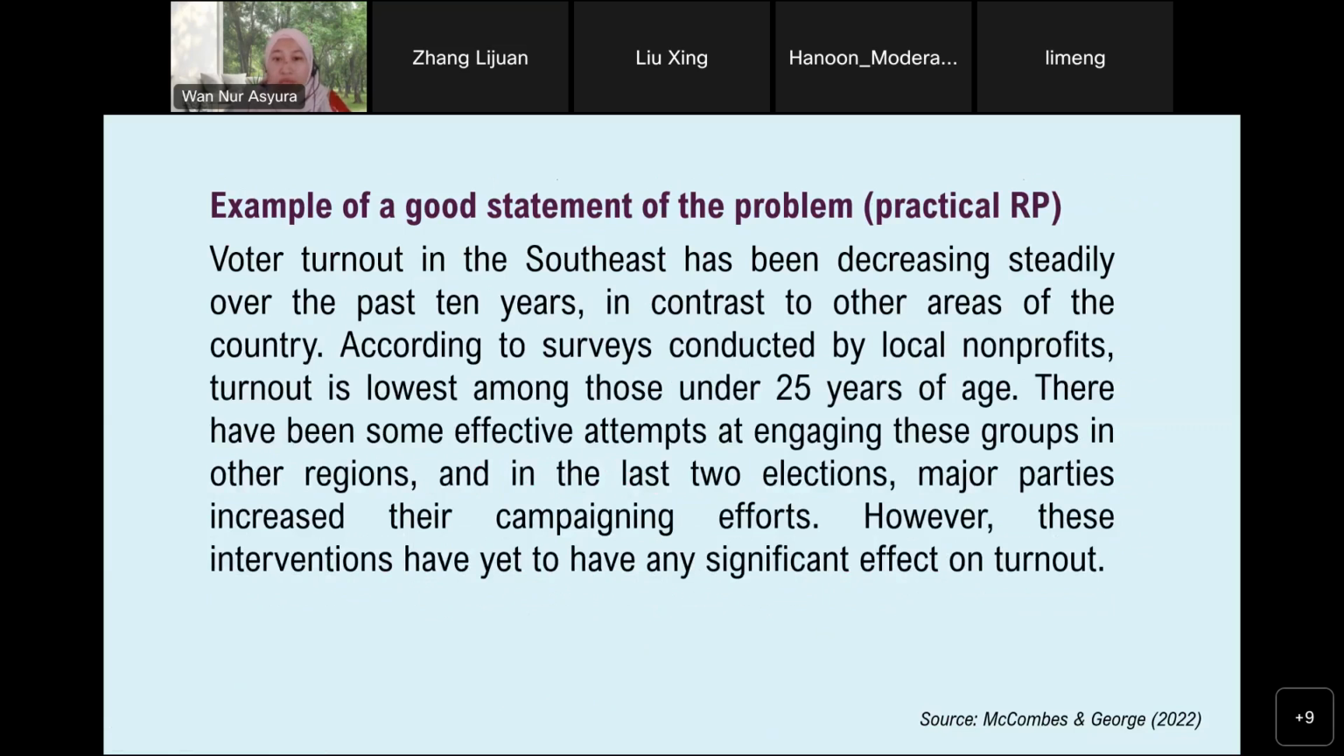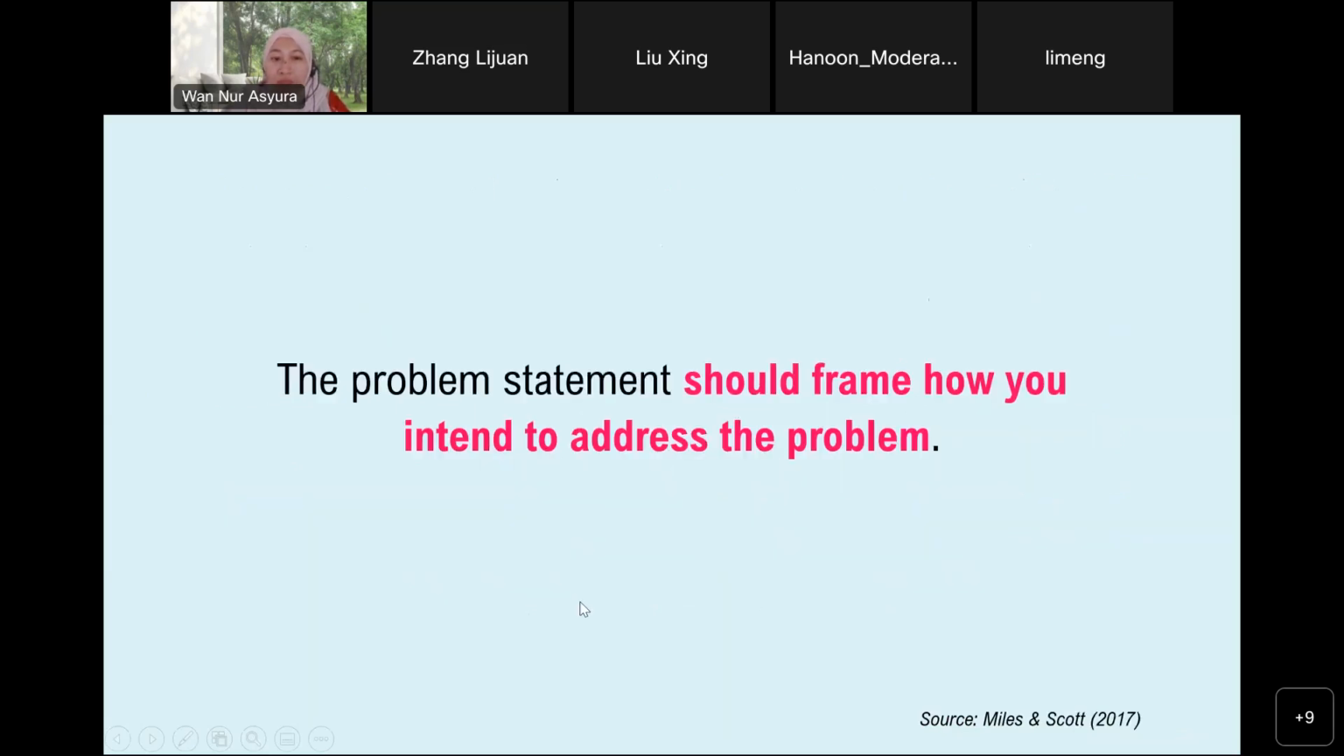Okay, so this is another example of a practical research problem. Again, in this one you can identify the elements in each sentence. Okay, so the problem statement should frame how you intend to address the problem. The thing with the research problem, statement of the problem, research questions, and research aims is that it can't be done in isolation.